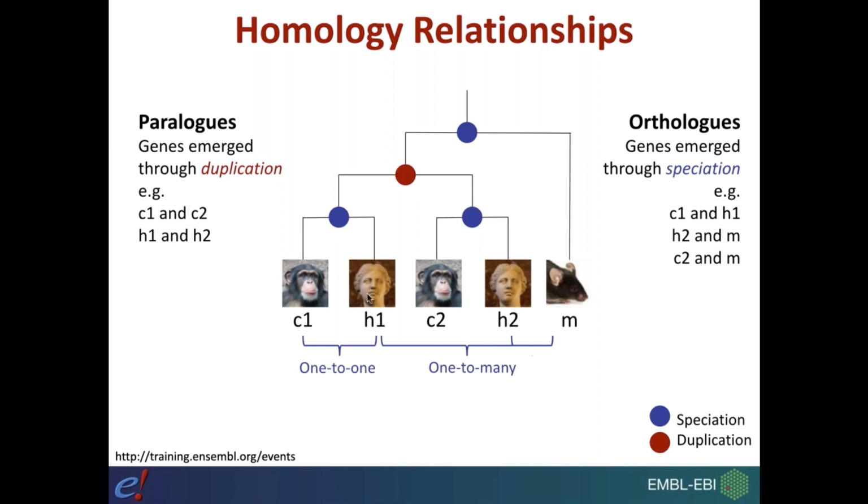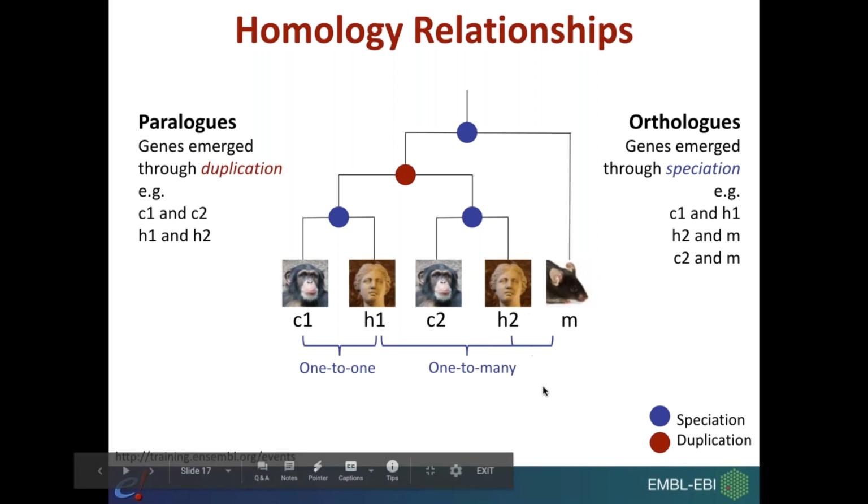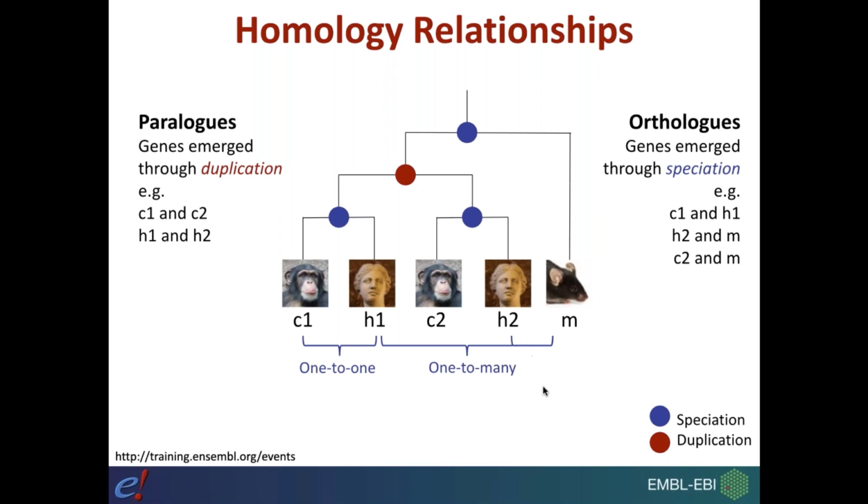For both of these, we have furthermore one-to-one, one-to-many, as well as many-to-many relationships. One-to-one means that there is one gene in one species, which is orthologous to one gene in another species. One-to-many means that there is one gene in one species, here in the mouse, which is orthologous to two genes in another species, such as these two human genes here. And then we have many-to-many as well, and this is not shown on this slide.